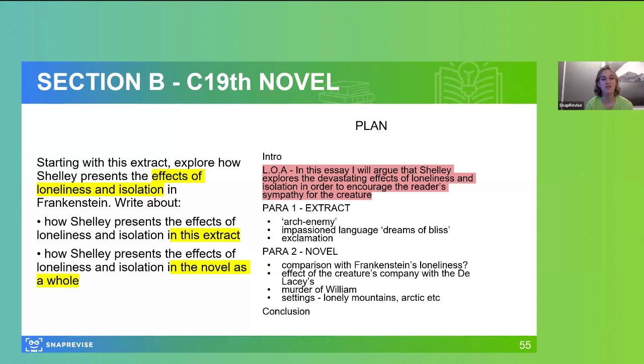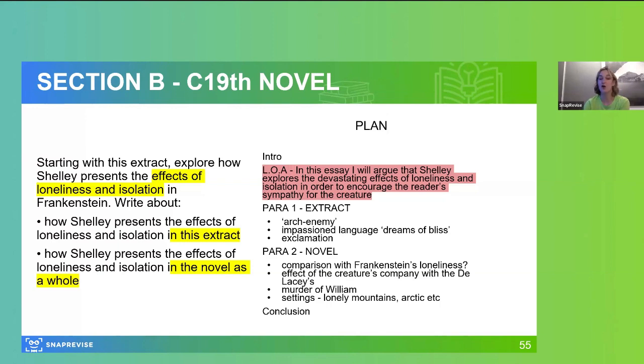So again, with this section, this is how I would roughly plan an essay. So starting with this extract, explore how Shelley presents the effects of loneliness and isolation in Frankenstein. Write about how Shelley presents the effects of loneliness and isolation, both in the extract and then in the novel as a whole. So I've decided that in this essay, I'm going to argue that Shelley explores the devastating effects of loneliness and isolation in order to encourage the reader's sympathy for the creature. So again, I would stick to the same structure, have one paragraph for the extract, have a second paragraph for the rest of the novel.